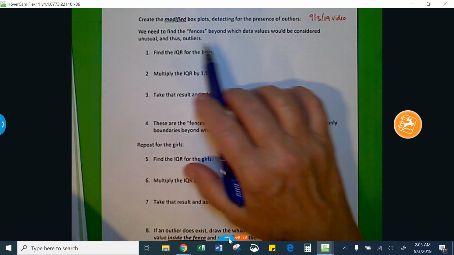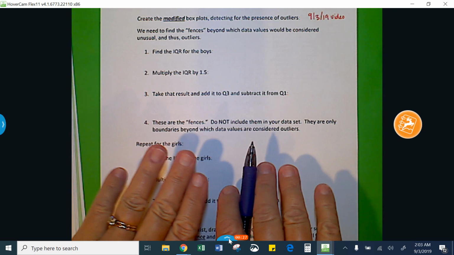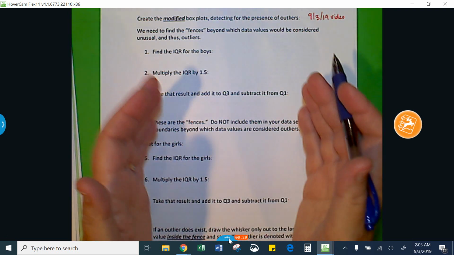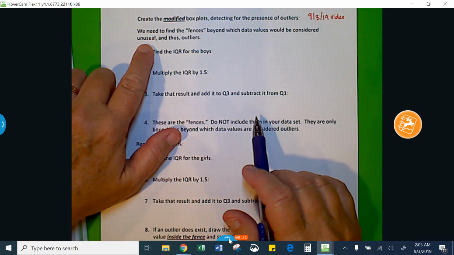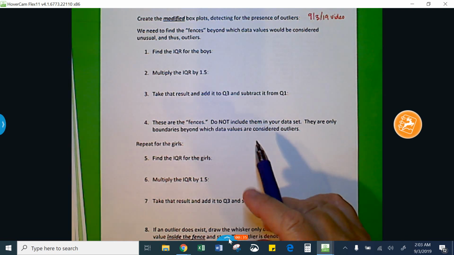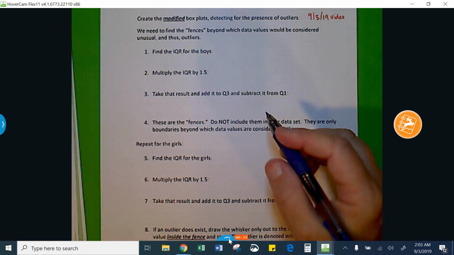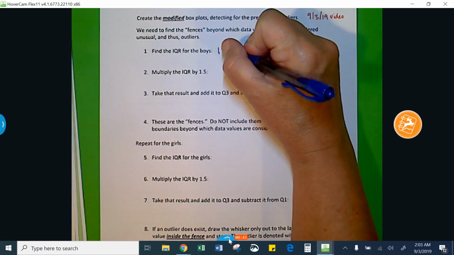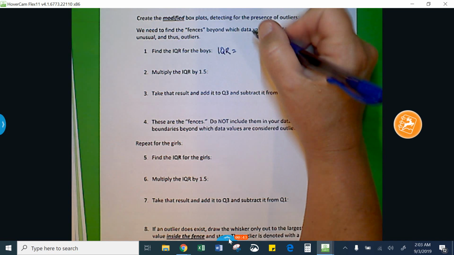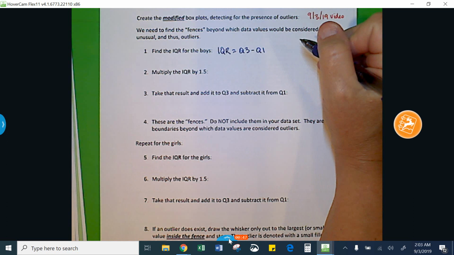So what we need to do is find what are called fences, beyond which data values that fall beyond these boundary fences are going to be considered unusual, and therefore they're going to be outliers. So what we have to start with is the interquartile range. If you remember the interquartile range, IQR is the abbreviation for that. It's simply quartile 3 minus quartile 1.